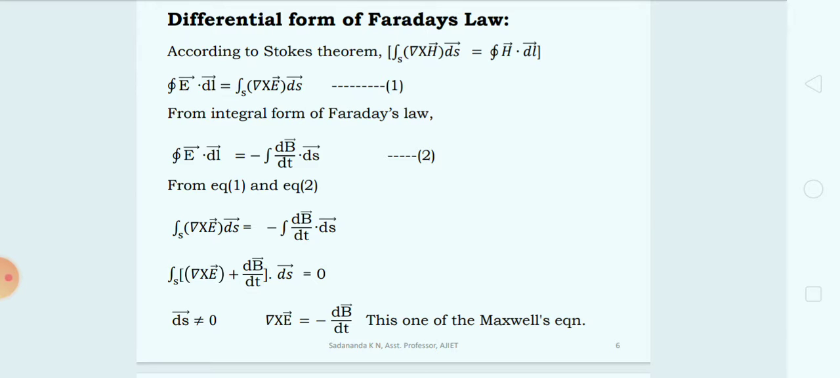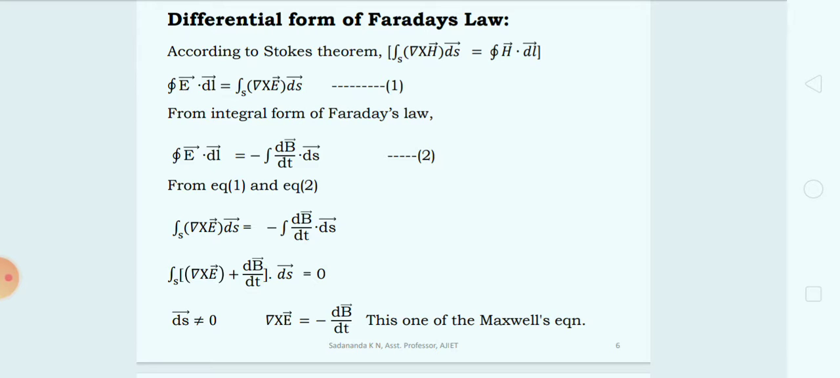So in a similar way we can write the induced EMF over a closed surface or a closed loop. That means the line integral of vector E dot vector dl is equal to the surface integral of curl of vector E dot ds. Look at the difference. Instead of magnetic flux, now it is electric flux. Therefore, the line integral of vector E dot dl is equal to the surface integral of curl of electric vector dot ds. So I have written the Faraday law in terms of Stokes' theorem.